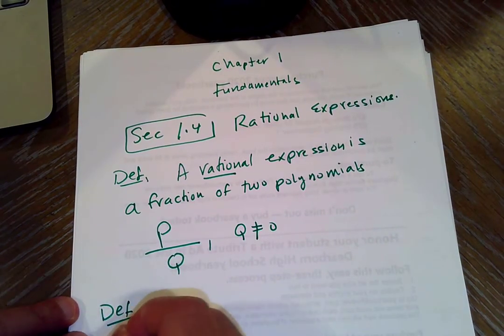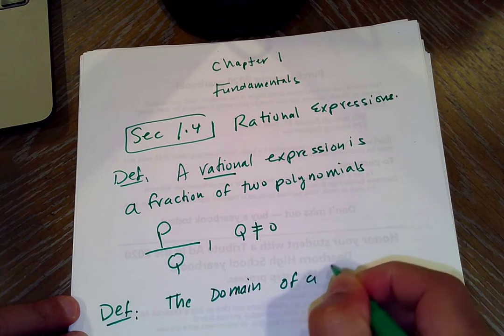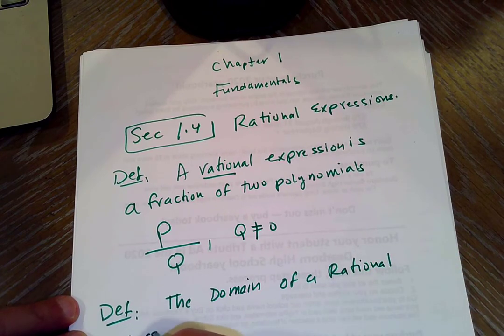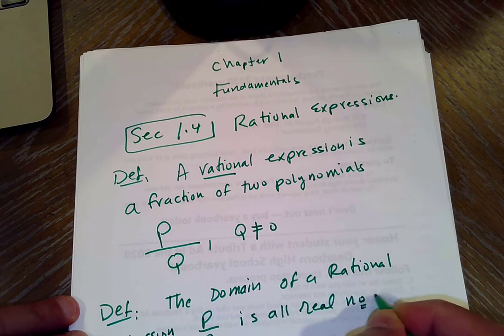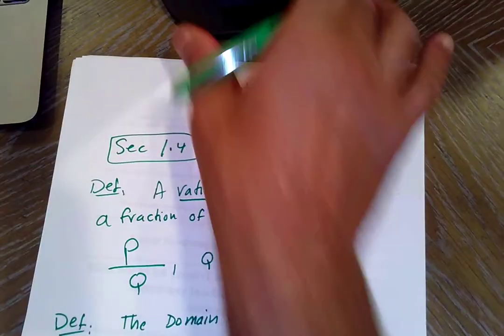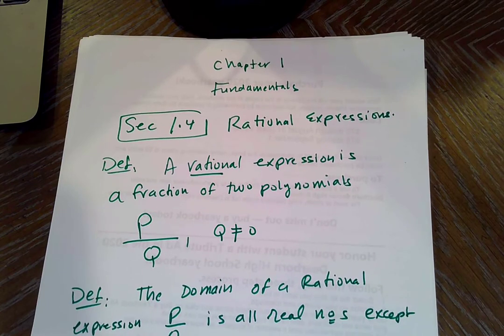What's the domain of a rational expression? The domain of a rational expression, p over q, is all real numbers except where q is 0. Why is that? Because if q were to be 0, the rational expression would be undefined. So we cannot plug in any number for x that makes the denominator 0. If it makes the denominator 0, it's not in the domain of p over q.